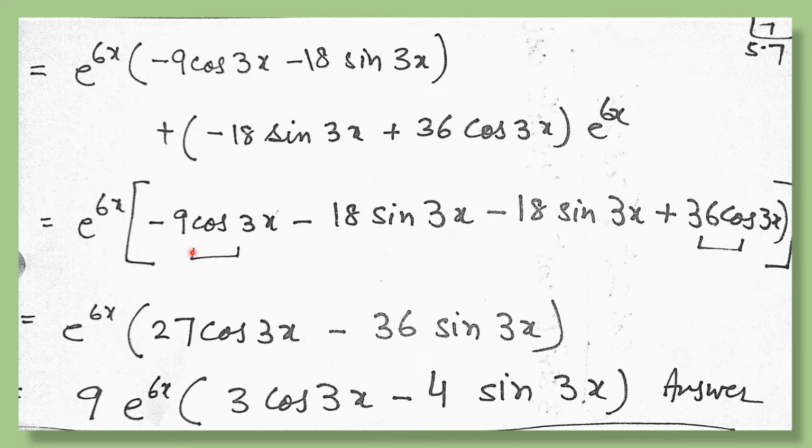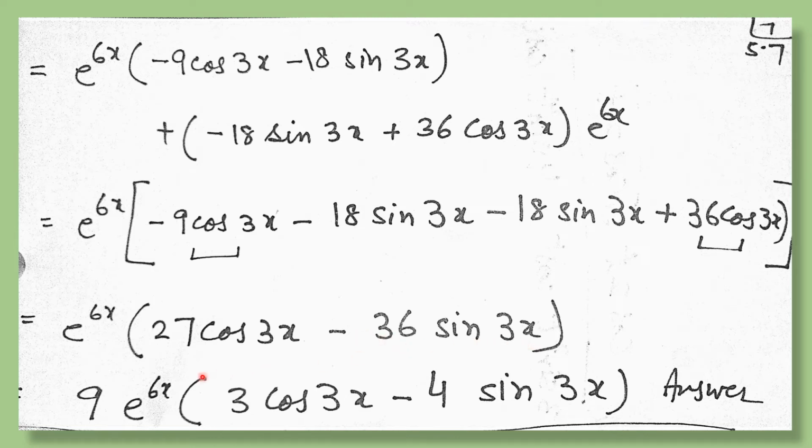Now please solve the cos 3x terms together. I have underlined them: minus 9 cos 3x and 36 cos 3x. This will give you 27 cos 3x. Okay, and the sine 3x terms will be added up together. This is minus 18 minus 18. This will give you minus 36 sine 3x.